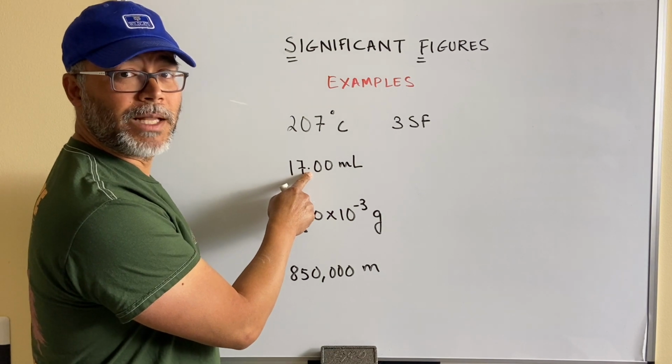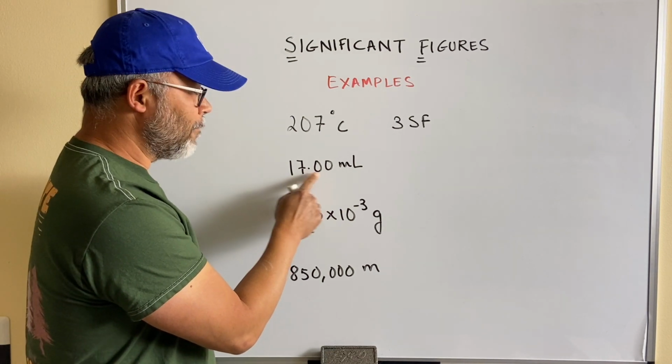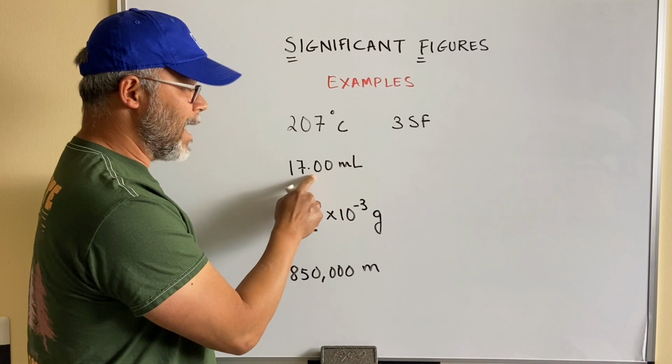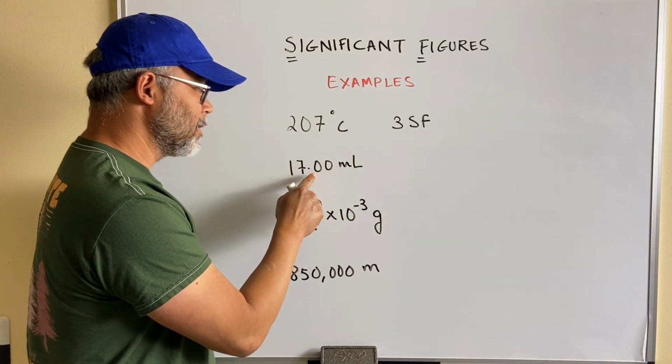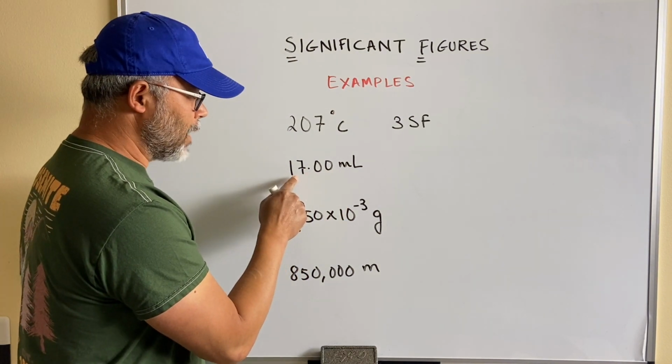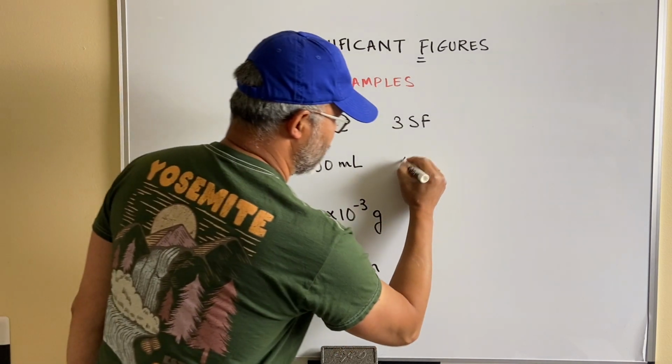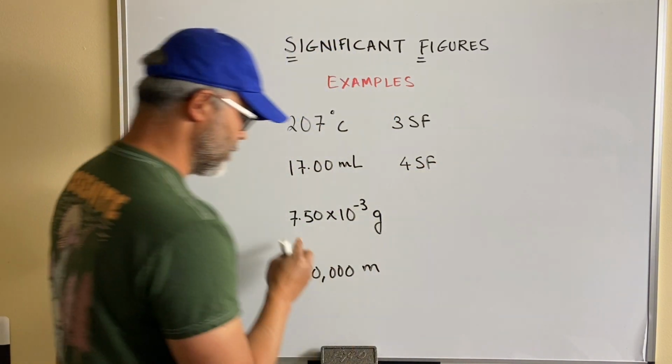The next example, actually, you have two zeros sitting at the end of the number, but then you have a decimal place in the number. Therefore, these two zeros that are sitting at the end and actually after the decimal place are significant. Therefore, that's 1, 2, 3, 4 significant figures. Take a look at the next one.